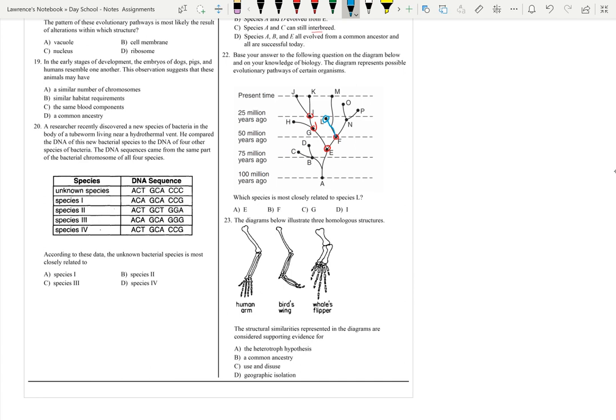Species F is a common ancestor to L, meaning species L came from species F directly. Species F also is a common ancestor of L and species N. Species F is the common ancestor between L, O, P, and M. That's the common ancestor of all of them.